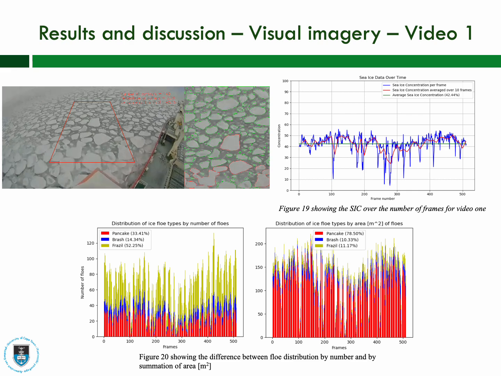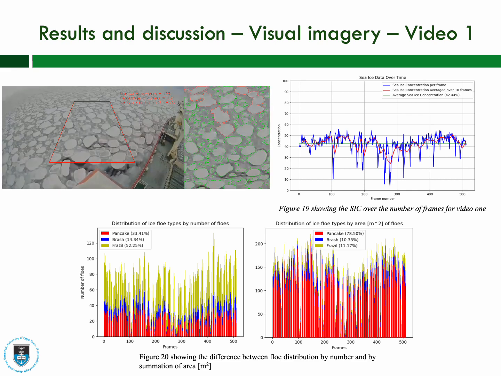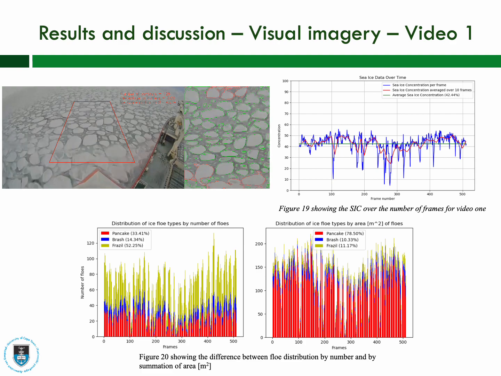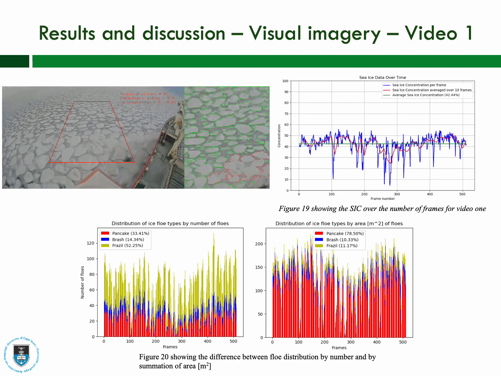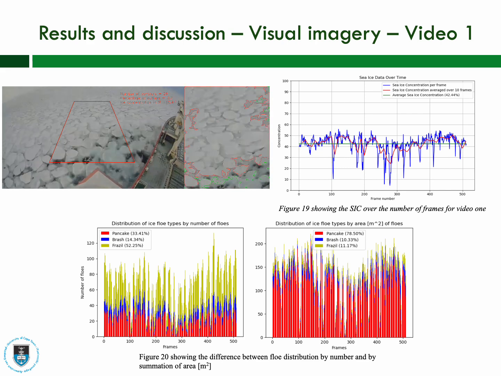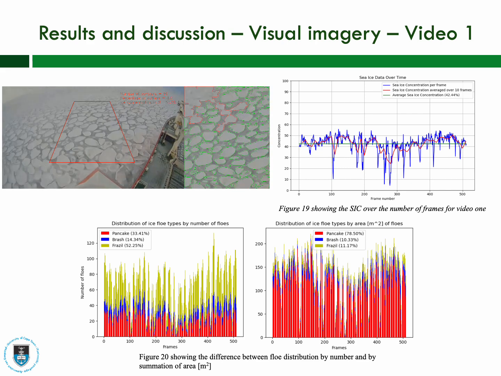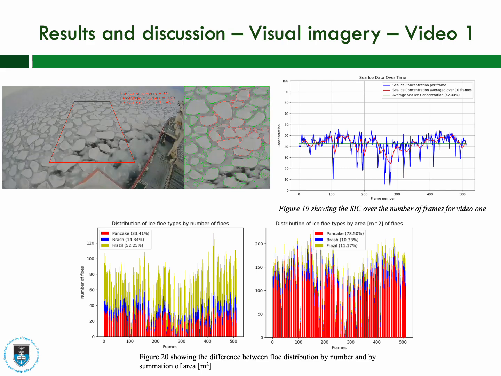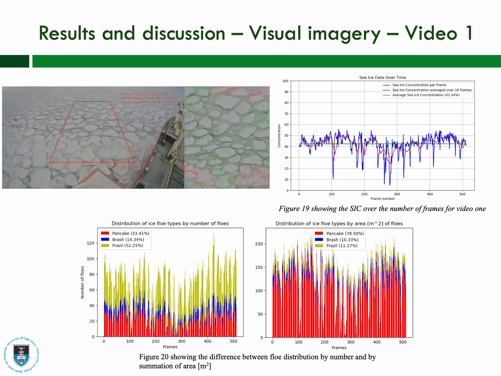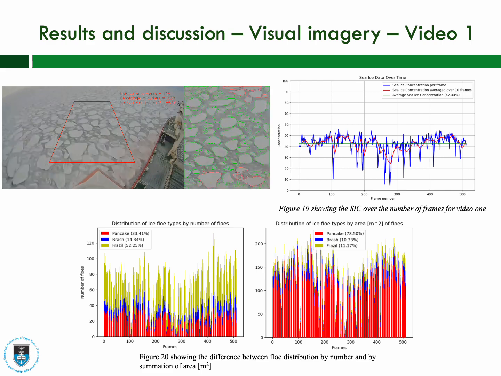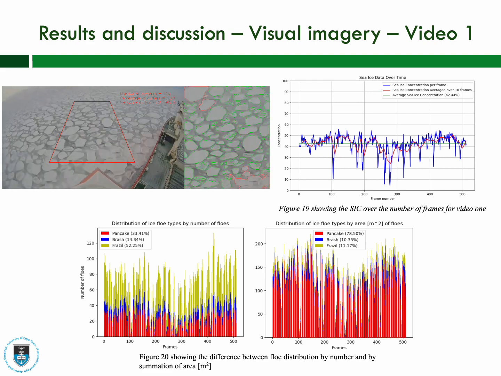So in analyzing the first video, you can see that there are some inconsistencies in the sea ice concentration. These spike dips can be attributed to 3 main things. When floes are further away from the camera, the perspective transform has to account for this, and sometimes there's not enough resolution in an image, and therefore it's difficult for the contouring algorithm to segment these floes.